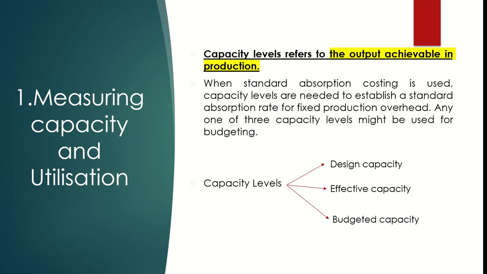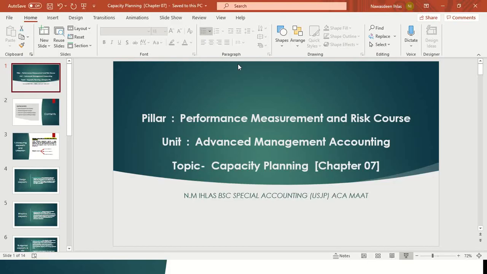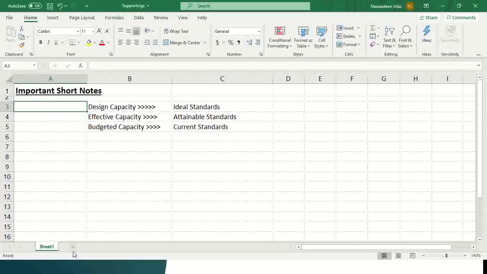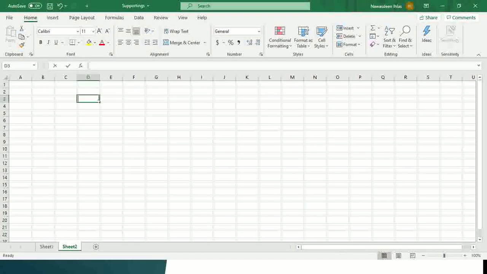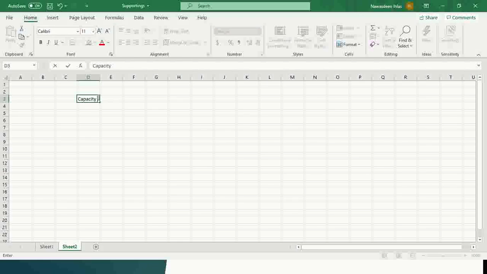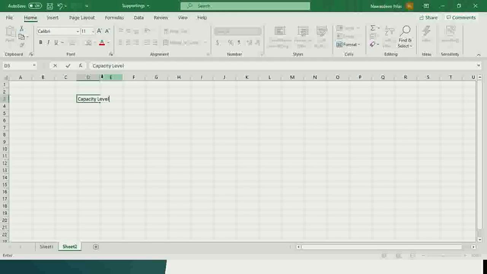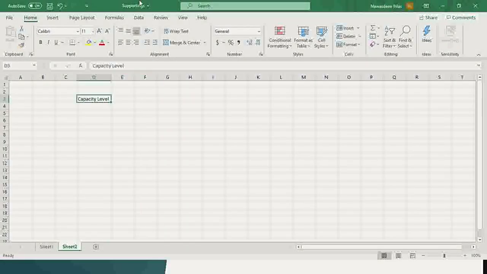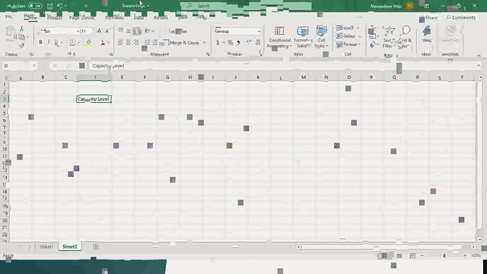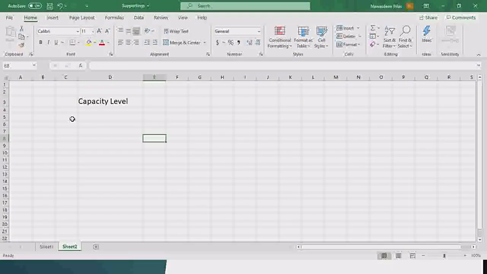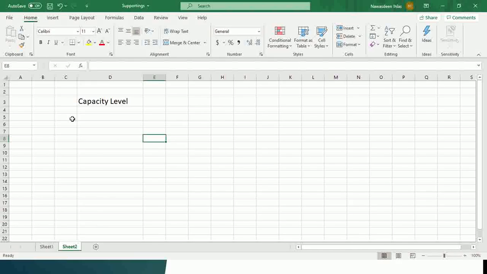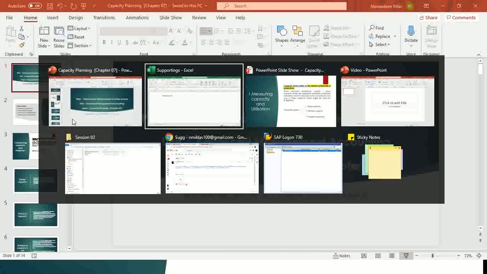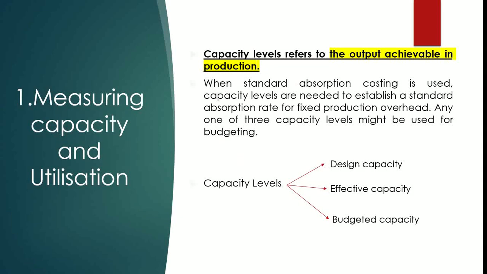Likewise we can take few examples. Okay, we'll take one example here. Capacity levels. The capacity level is the output level that we can achieve by the organization, right? So here, the output achievable in production.